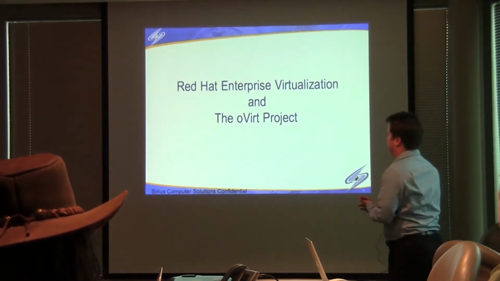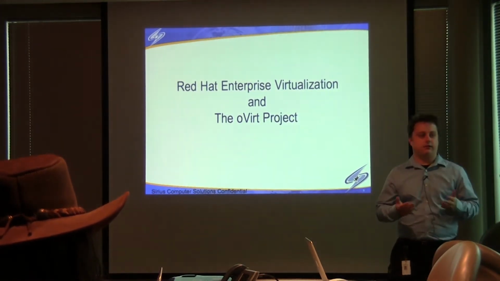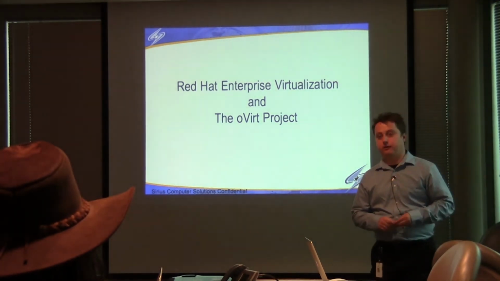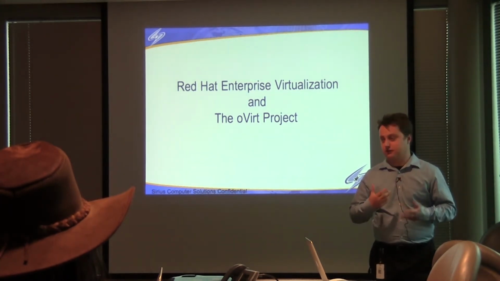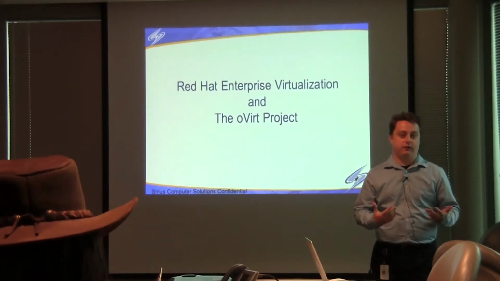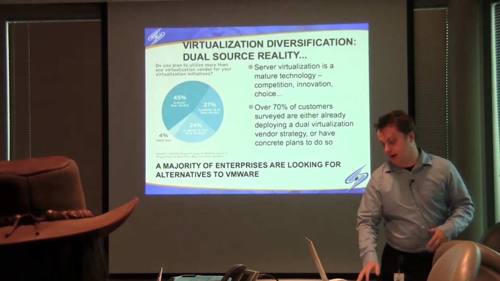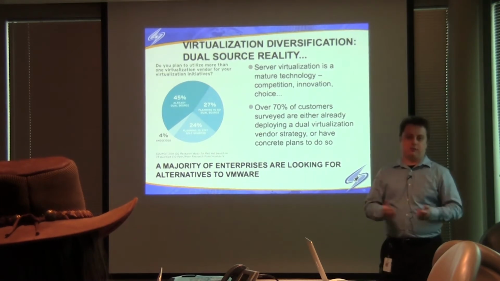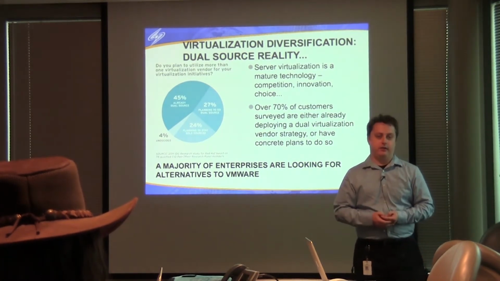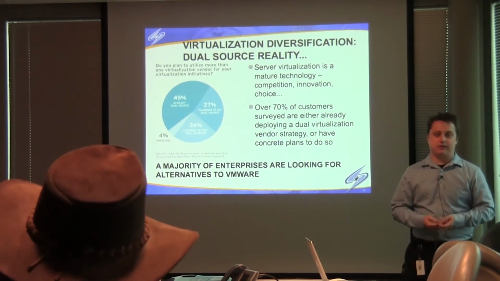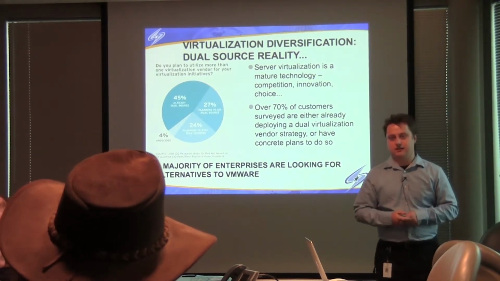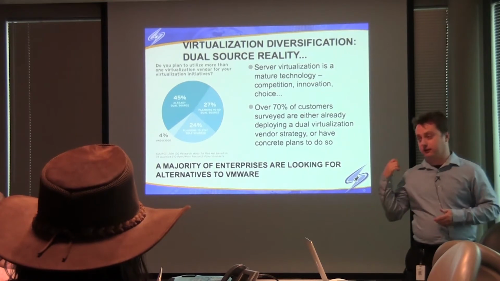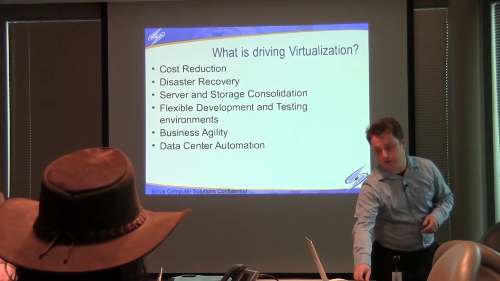So, Red Hat Enterprise Virtualization and the oVirt project. The oVirt project is essentially what Fedora is to Red Hat Enterprise Linux. It's basically the management piece for KVM. So right now, this is what we're seeing in the market. The majority of the market is on VMware, and their customers are now looking for a second hypervisor. And I really think the answer is in open source, specifically with the Red Hat solution and the oVirt project.